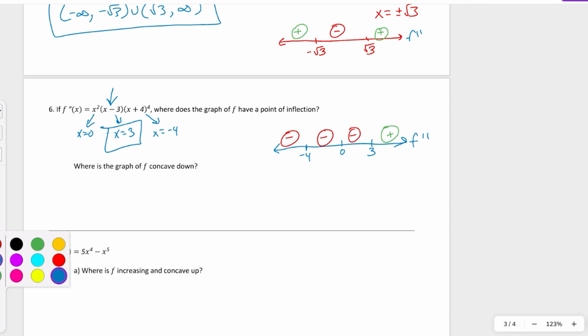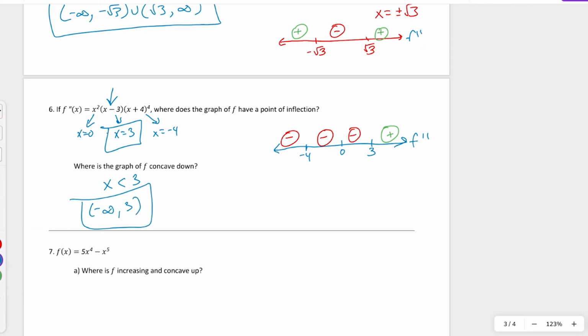Where is the graph concave down? Well, it's concave down pretty much everywhere except for where x is greater than 3. So you can either say x is less than 3, or you could say from -infinity to 3. Either way, one of these is fine. I'll take either one.